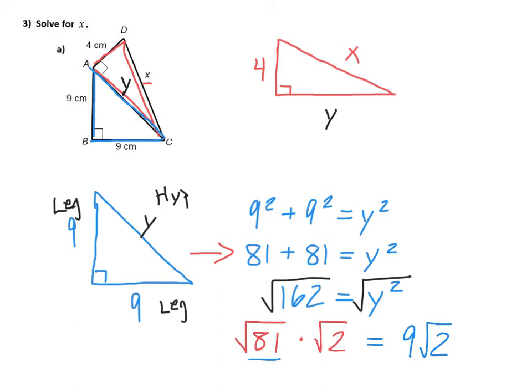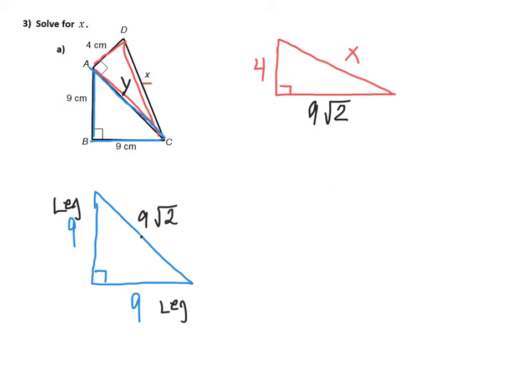Okay, so now I actually have a value for y, so I can go back to this blue triangle and I can plug that in. And I can plug this in to y on the red triangle, because obviously y is going to be the same value in both of them. So now for the red triangle, we'll start off the same way.